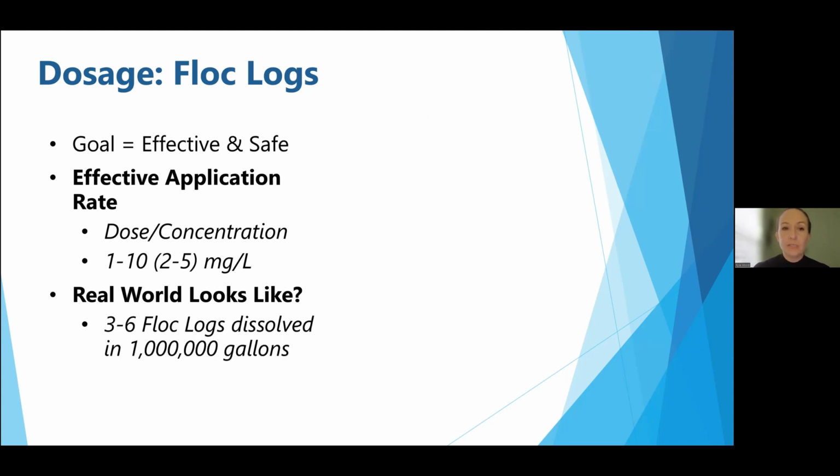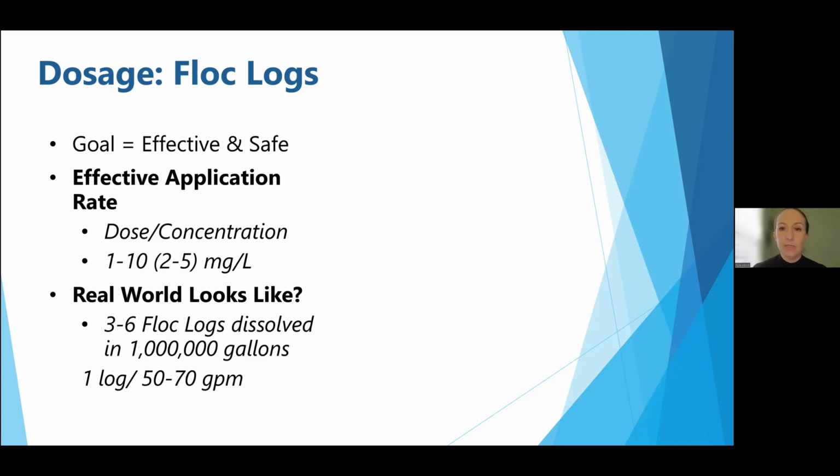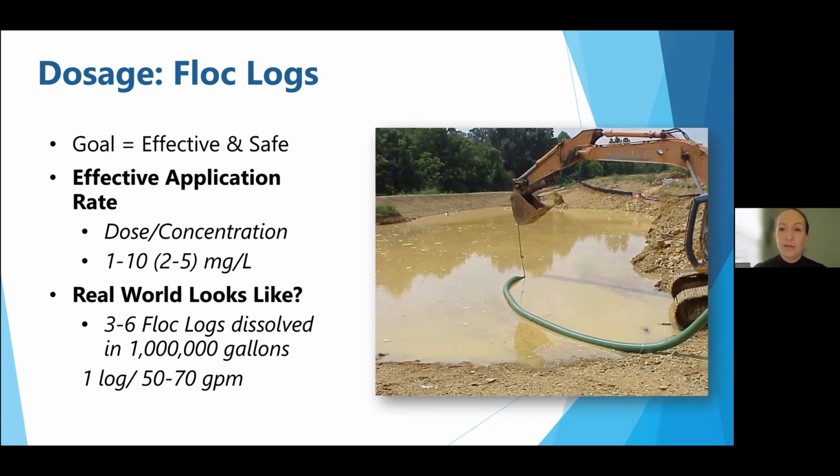In a real world scenario, say we're using FlockLogs to dewater a pond. That would be about 3 of those logs fully dissolved, which is about 25 pounds of polymer, into about 1 million gallons of water. And that would be an effective amount of polymer to fully remove 90 to 95+% of that turbidity. So again, a little bit goes a long way. We want to use what we need and need what we use.